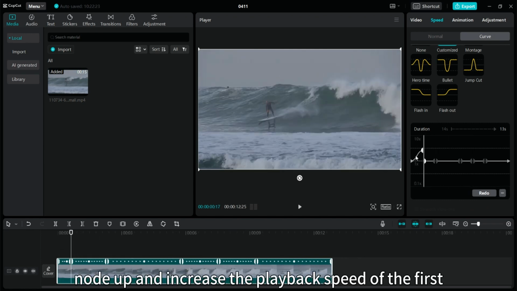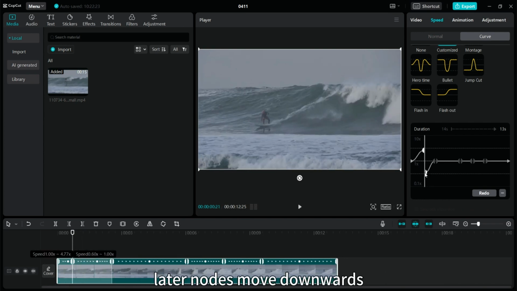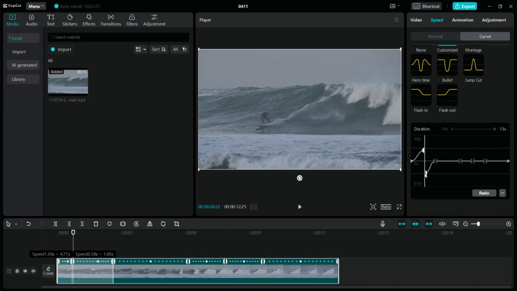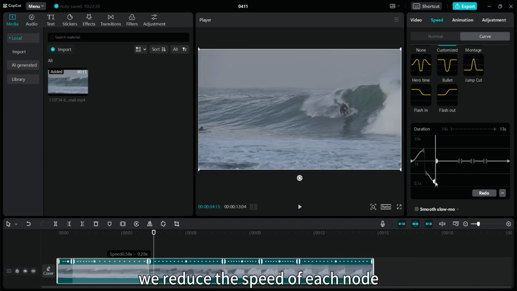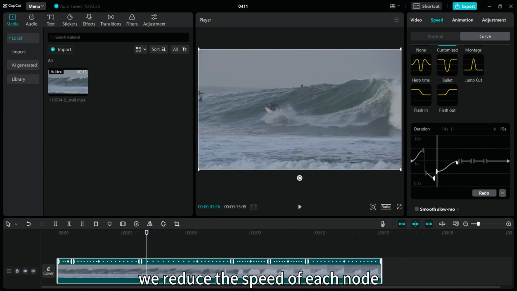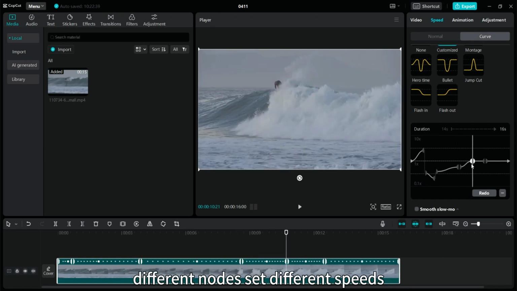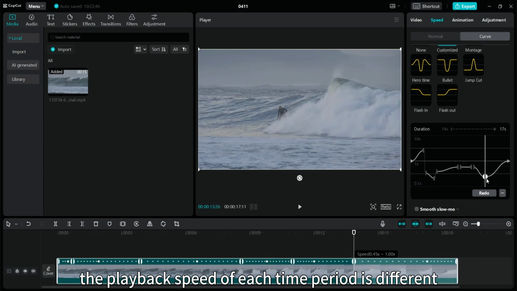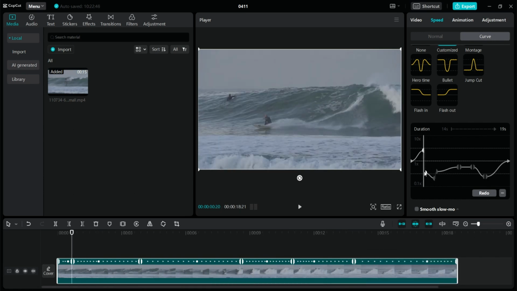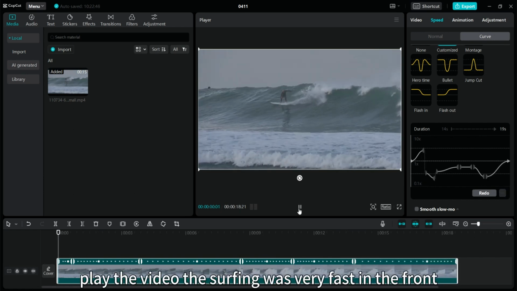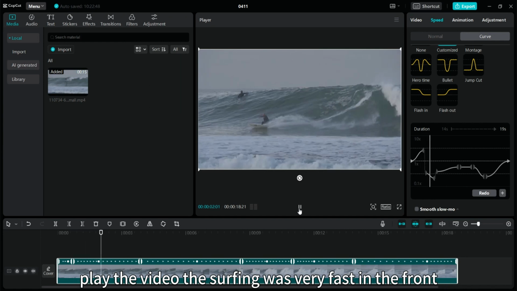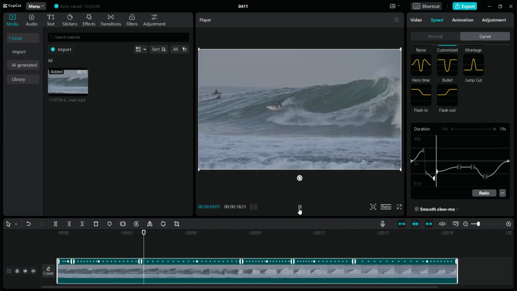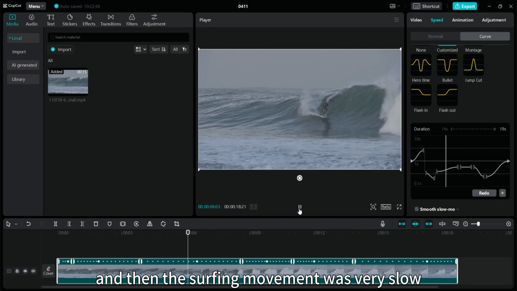We move the first node up and increase the playback speed of the first time period. Later nodes move downwards. Because we are doing slow motion, we reduce the speed of each node. Different nodes set different speeds. In this way, the playback speed of each time period is different. Play the video. The surfing was very fast in the front, and then the surfing movement was very slow.